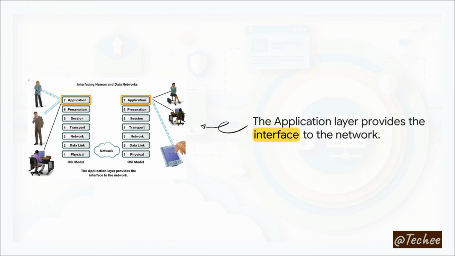And its purpose is simple, but it's absolutely essential. It's the interface, the go-between, for the software you use, your web browser, your email app, and all the complicated network stuff happening in the background. It's the layer that makes all the network services visible and, well, usable to your apps. Without it, your browser would have no idea how to ask for a web page, and the network would have no idea how to deliver it.